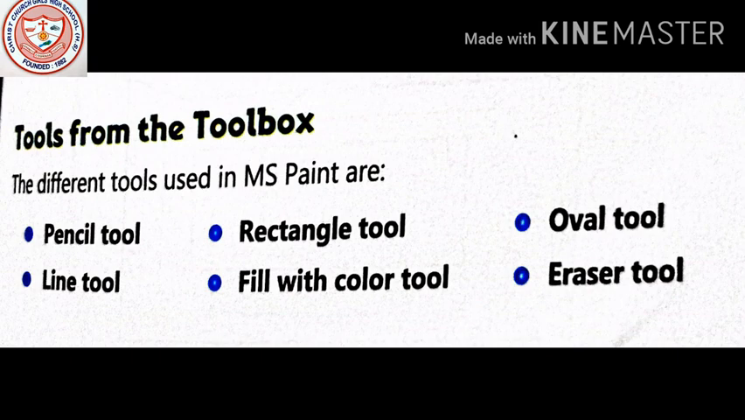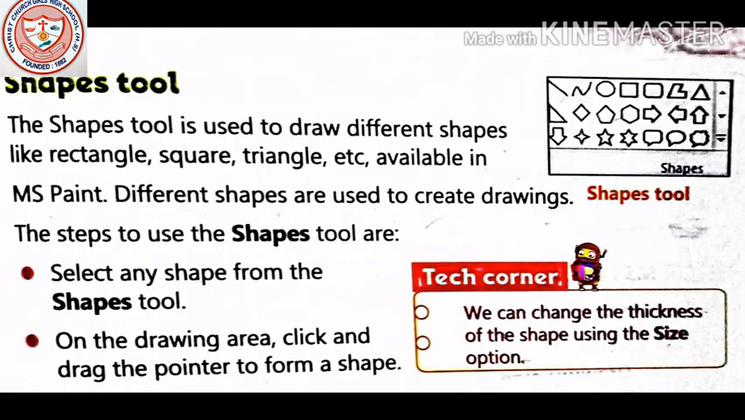In your previous class you have learned about the pencil tool and the eraser tool. The pencil tool helps us to draw straight lines and slanting lines. The eraser tool helps us to erase the unwanted part which we don't want in our drawing. So that is the use of those. Now today we will learn about the shapes tool, line tool, curve tool and the brushes tool. Now let's see what those are. Now comes the shapes tool.